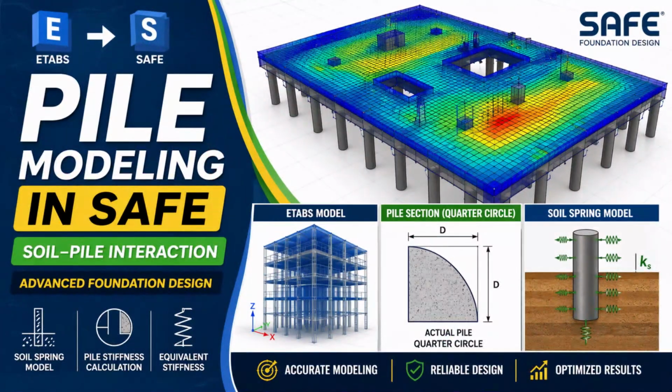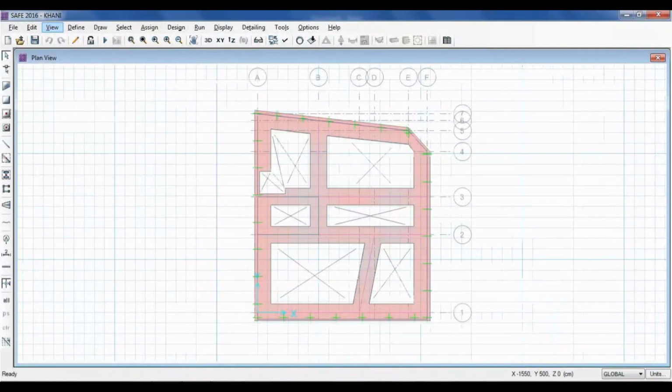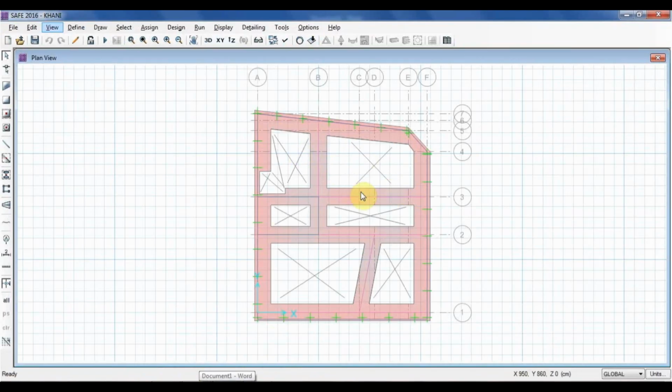We will now look at how to define piles in SAFE. The pile specifications are as follows. The pile diameter is 60 centimeters, and the enlarged base diameter at the tip is 120 centimeters. The subgrade modulus beneath the pile is 3.12 kilograms per square centimeter. The pile length is 3 meters, measured from the bottom of the foundation to the tip of the pile.